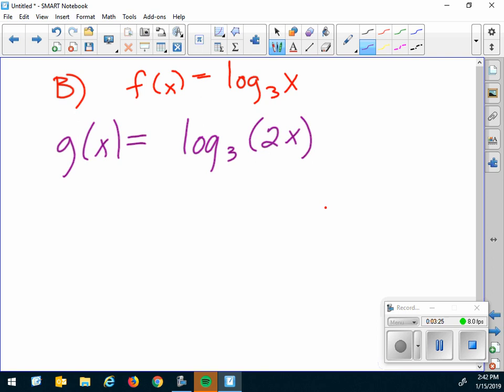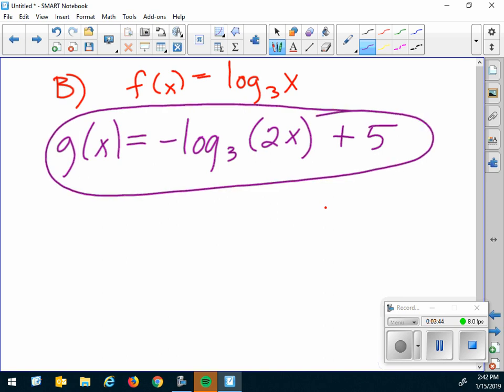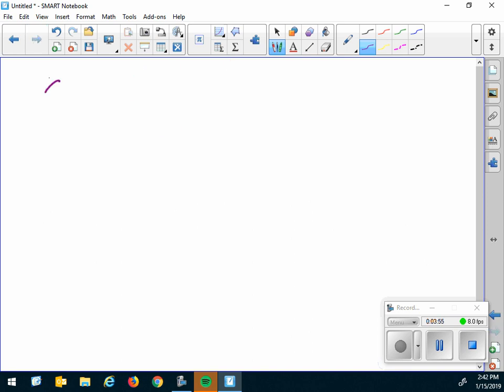How do I do up 5? Inside or outside the parentheses? And how do I do reflect across the x-axis? Negative where? There's your equation. See, we are 40% done. And you guys had a hard time with this when we did it with polynomials. Yeah, some of you did.